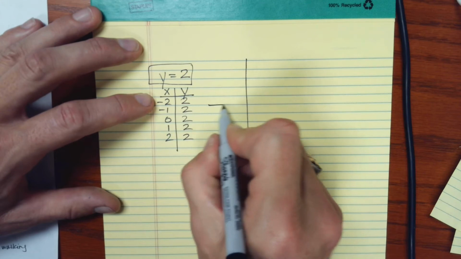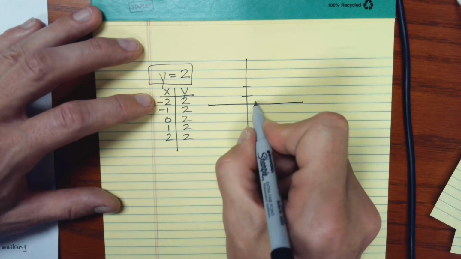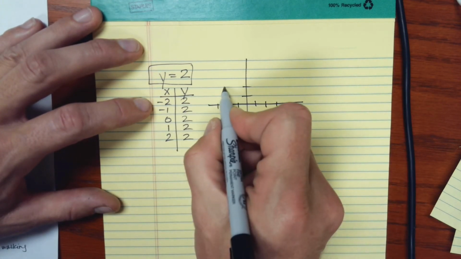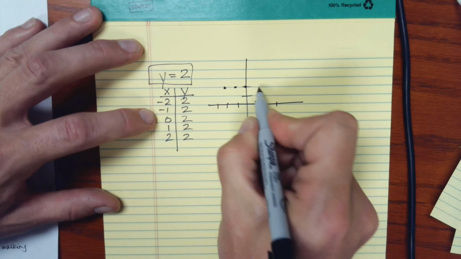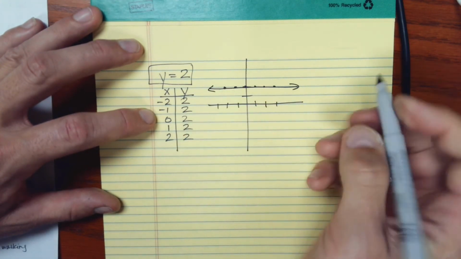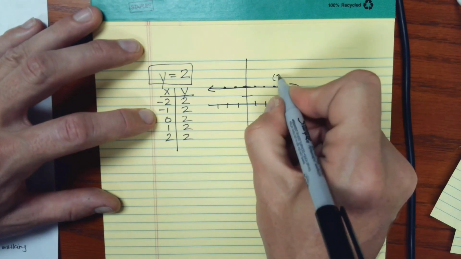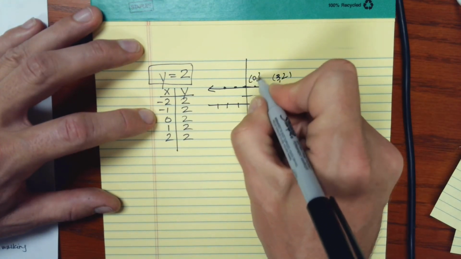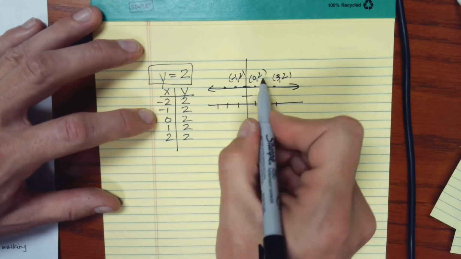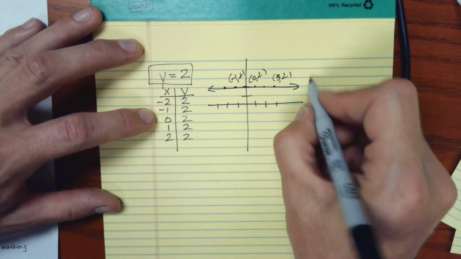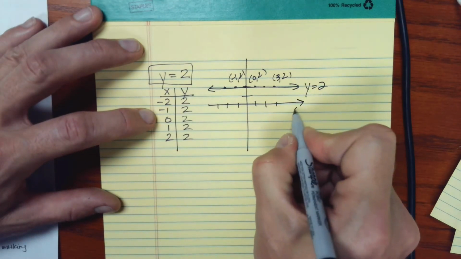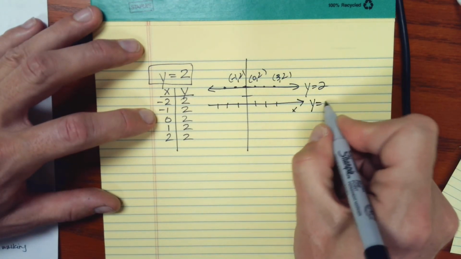So when I graph this, I have the point negative 2, 2, negative 1, 2, and all of these points where the y coordinate is 2. This is the point 3, 2. This is the point 0, 2. This is the point negative 1, 2. So the y value is always 2. This is a horizontal line, and specifically it's the line y equals 2. By the way, our x-axis is the line y equals 0.